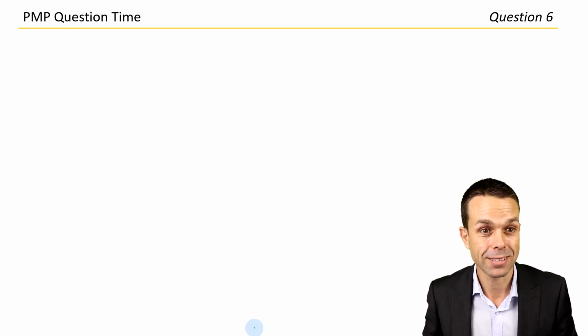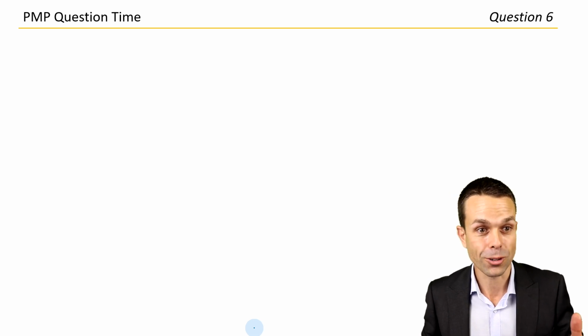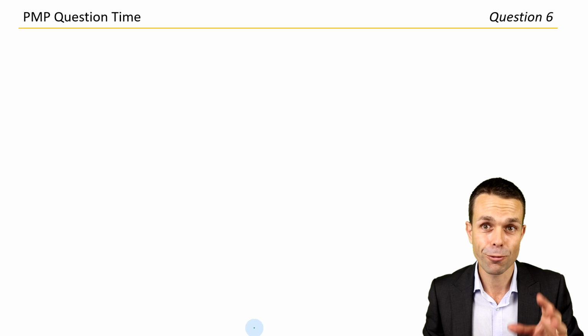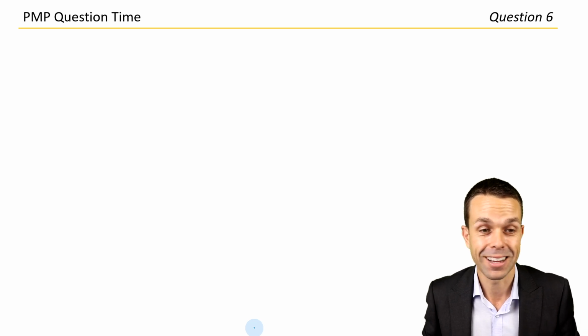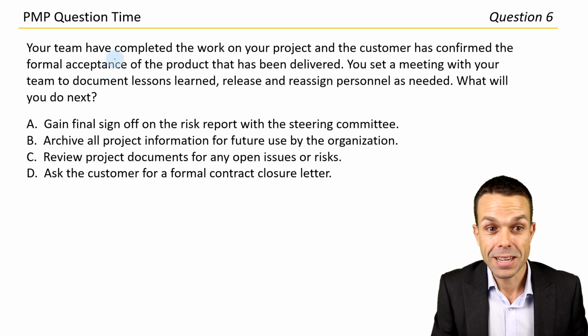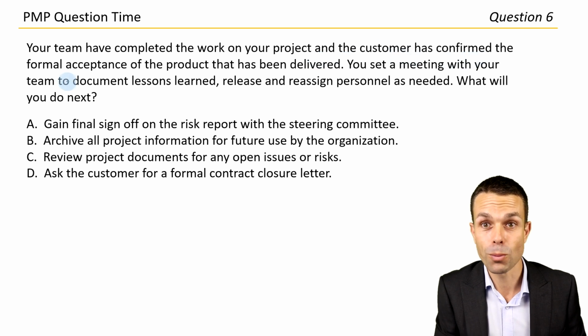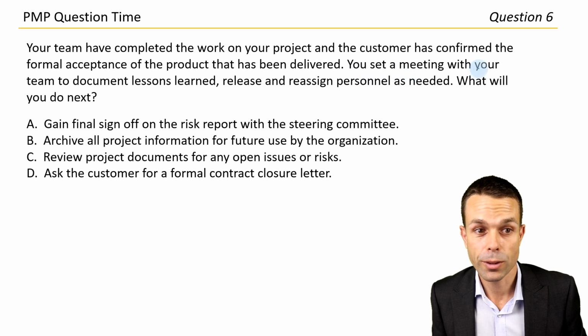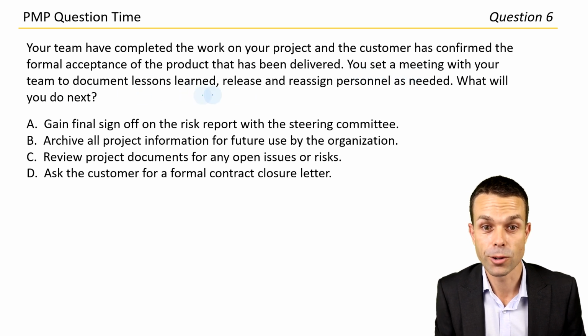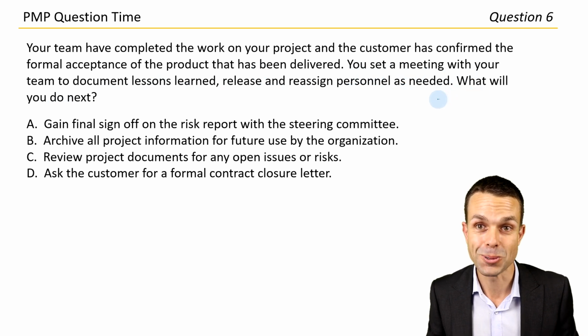And also fantastic, we're halfway done. You're doing great. I think these are quite good, and I'm getting a good sense for waterfall methodology already, which is really nice. All right, let's get to it. Your team have completed the work on the project, and the customer has confirmed the formal acceptance of the product has been delivered. You set a meeting with your team to document the lessons learned, release and reassign the personnel as needed. What will you do next?